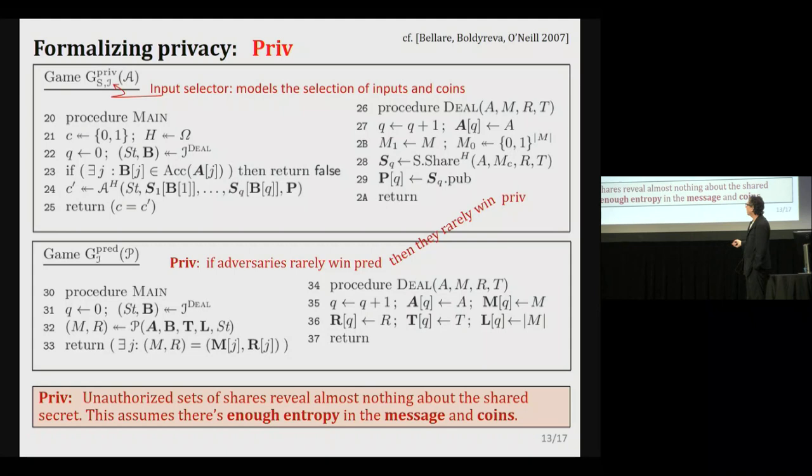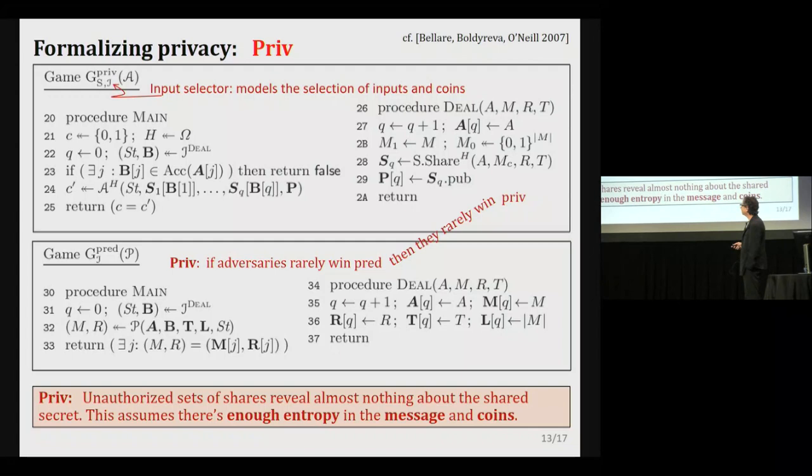We want that unauthorized sets of shares reveal almost nothing about the shared secret, whereas classical secret sharing would achieve this and formalize this, assuming that the underlying coins are random. What we replace this by is the assumption that the underlying coins and the message taken together have adequate entropy. This allows you to omit the coins completely if you're sharing a highly unpredictable document. Alternatively, it allows you to hedge that if your random number generator should for some reason fail, you still are falling back to a quite strong security notion. It also allows stateful kinds of sharing operations.